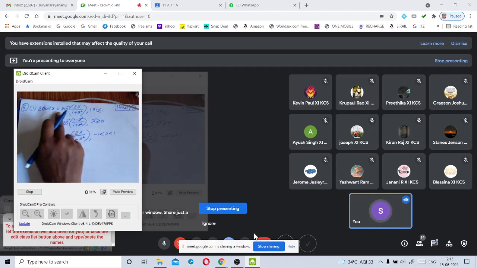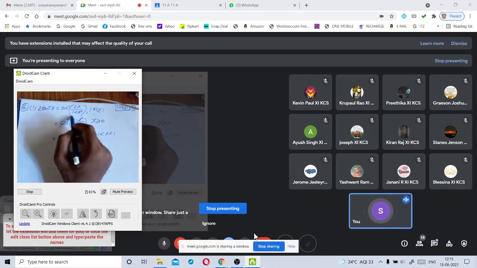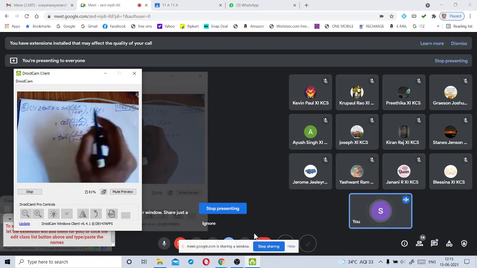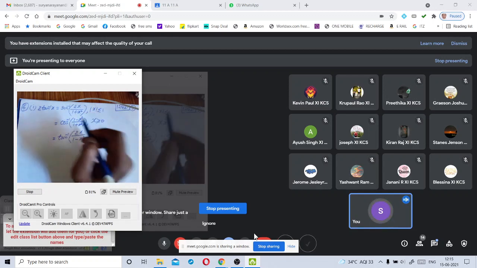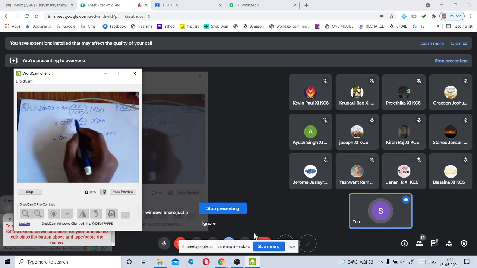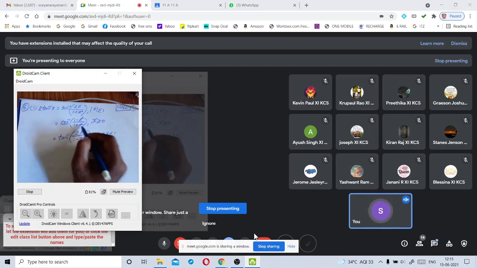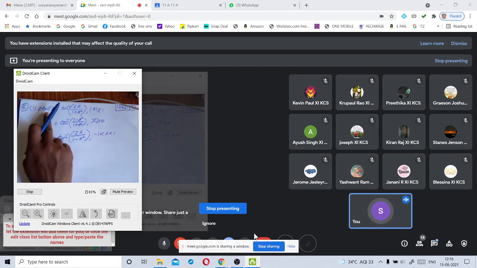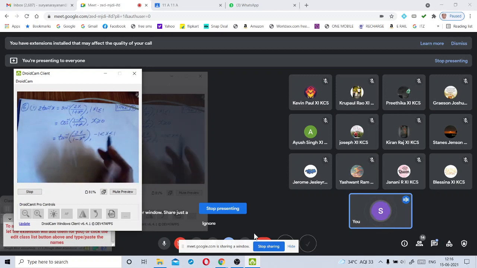2 tan inverse x is equal to sine inverse of 2x by 1 plus x square, where mod x is less than or equal to 1. And second, in terms of cos inverse: cos inverse of 1 minus x square by 1 plus x square, where x is greater than or equal to 0. If you want to write the value of 2 tan inverse x in terms of tan inverse, then we use this formula: tan inverse of 2x by 1 minus x square, where minus 1 less than x less than 1.